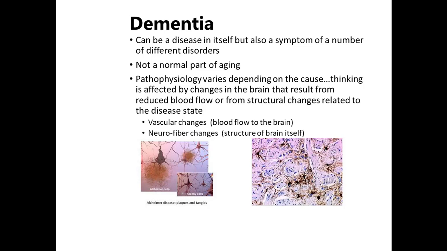Here are the examples: the vascular changes, where blood flow to the brain is affected, maybe a person had a stroke in the past, and that's what's causing the dementia. Or the neurofiber changes, basically the structure of the brain is different. Dementia is basically a chronic progressive cognitive decline. The onset is slow, taking months to years.